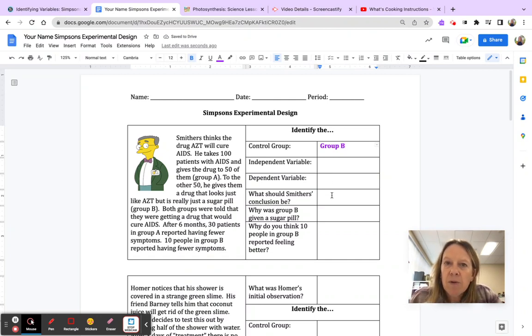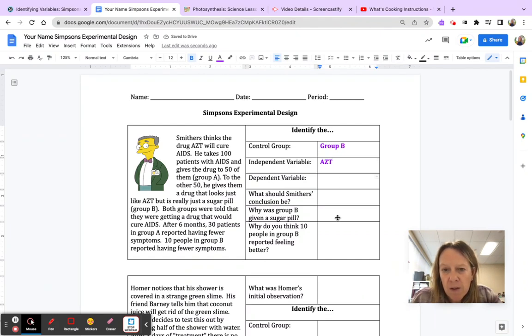The independent variable, if you guys remember, is the variable that the experimenter changes on purpose, or the thing that's being tested. So think about what he's testing. If you want to pause the video and think, pause. And it is the drug, the AZT. That's what he's changing or testing to see if it works.